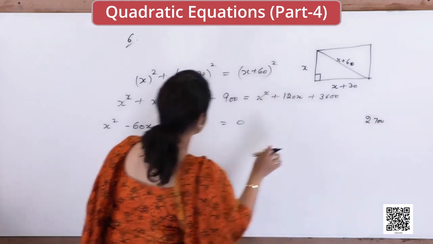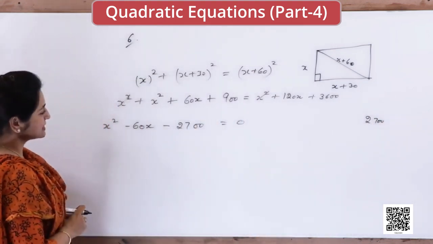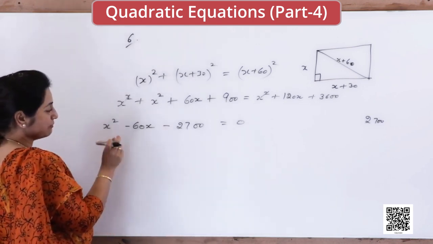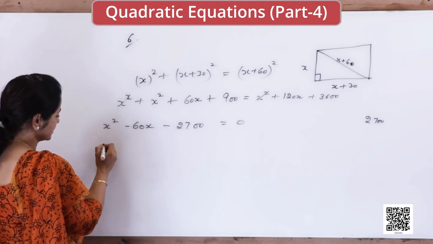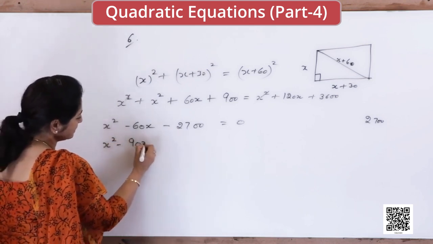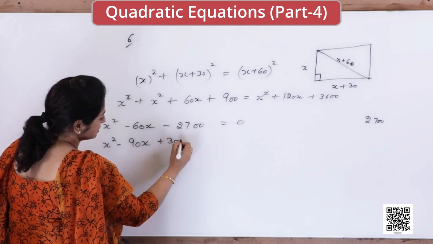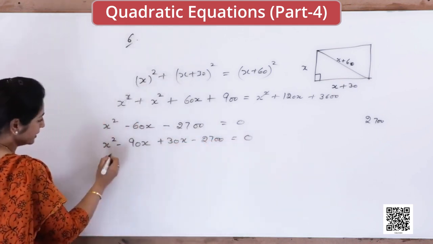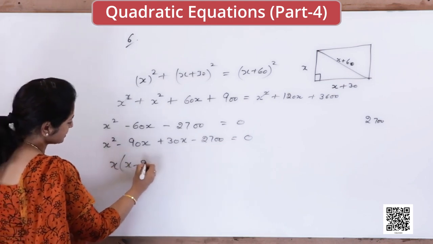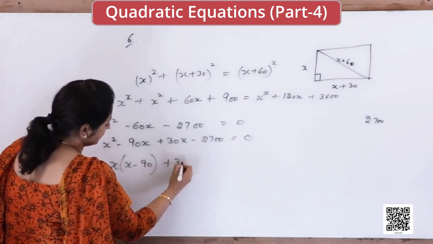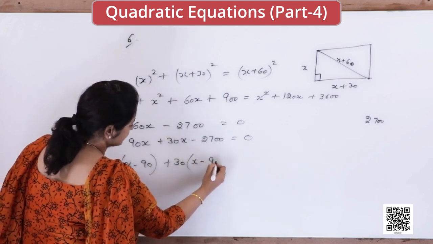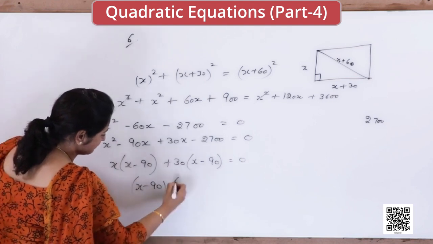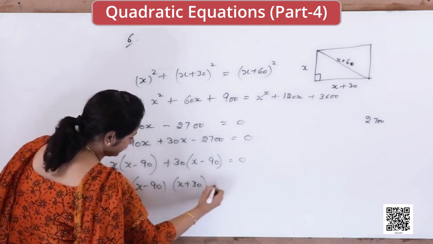If we ignore zeros, we will simply see that it can be factorized as 9 and 3. So 90 and 30, plus 30 minus 90. It will give us minus 60. So x square minus 90x plus 30x minus 2700 will give us 0. Here x common, x minus 90. Here 30 will come as common and we will have x minus 90 in the bracket. So x minus 90 multiplied by x plus 30.